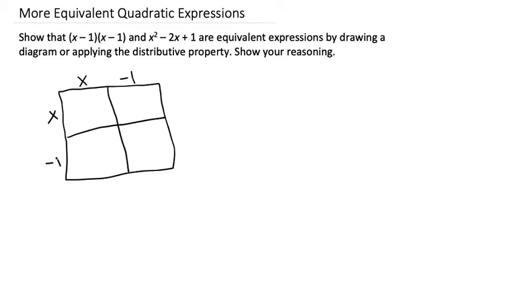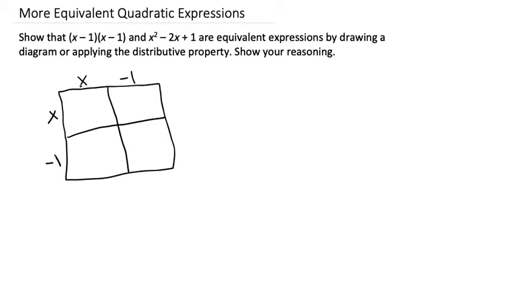Now, normally, it doesn't make sense to label the side of a rectangle with a negative number. So we have to realize here that our rectangle is representing the expression, but it's not really going to have a side length of -1. We're just using this model to represent our multiplication.